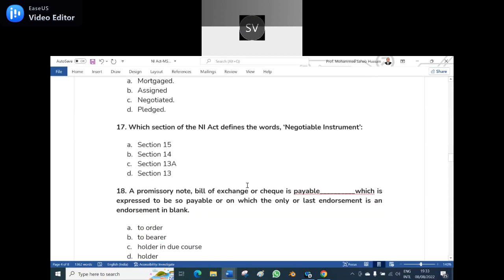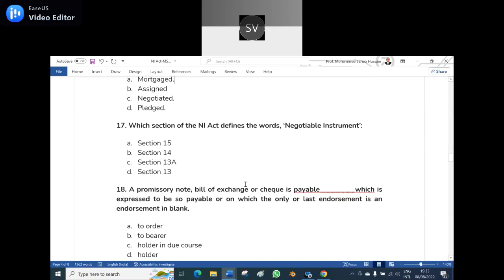17th question, which section of NI Act defines the word negotiable instrument? Option A, 15. Option B, 14. Option C, 13A. Option D, 13. Option D, section 13. Yes, option D is the correct answer. Simple question regarding NI Act.